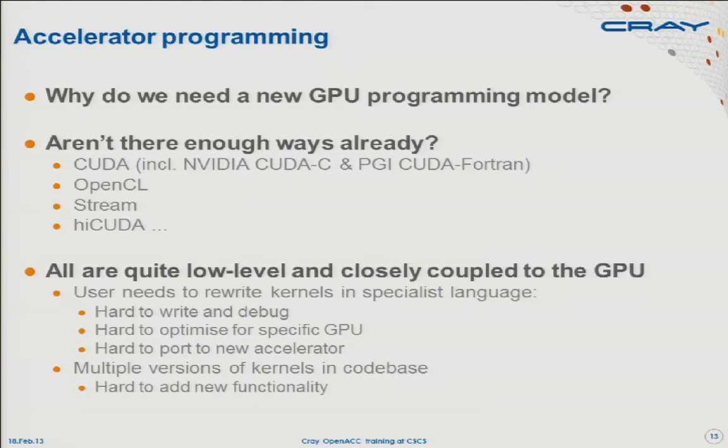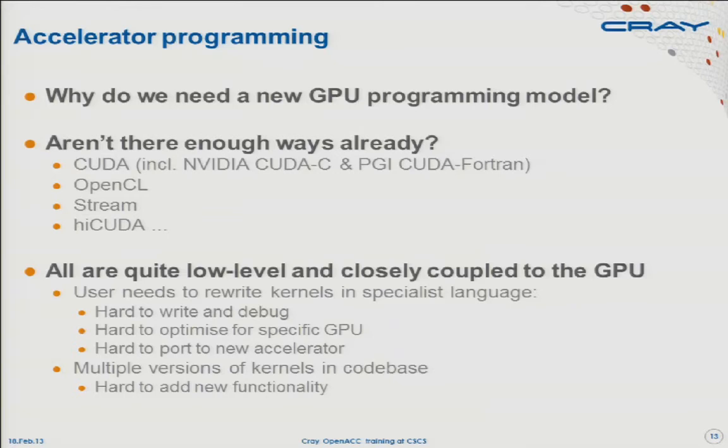EPCC got a Fermi card, so he reran his examples. All of his hand optimizations made the code slower because the Fermi 20 series card just handled caching a lot better, and all his shared memory optimizations just got in the way. So even within a GPU family from a particular vendor, you can do a lot of hand optimizations that you have to redo for a new architecture. And if you want to port to a new accelerator, you have to redo everything because it's very architecture specific.